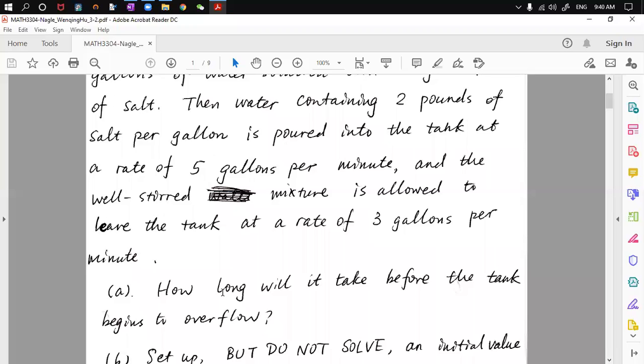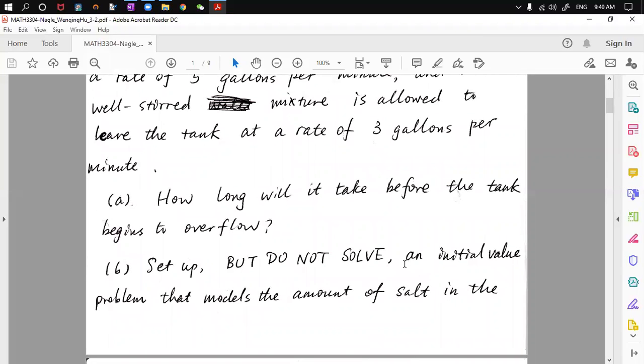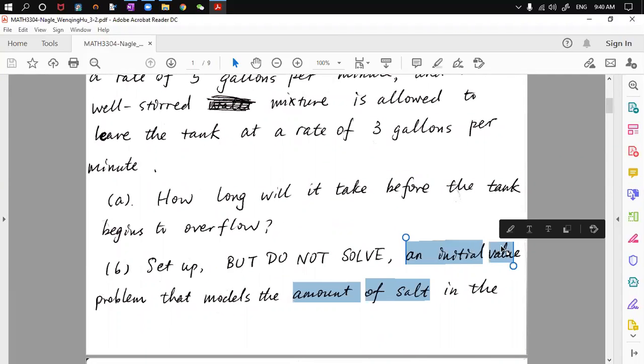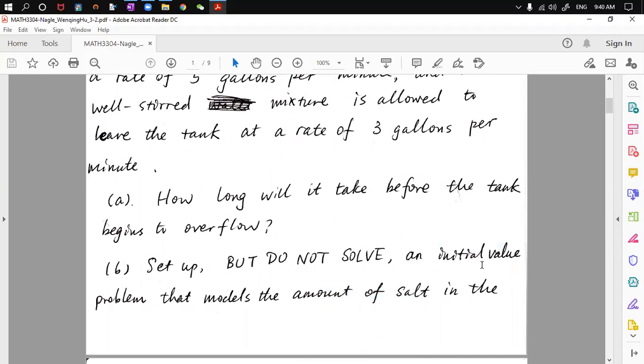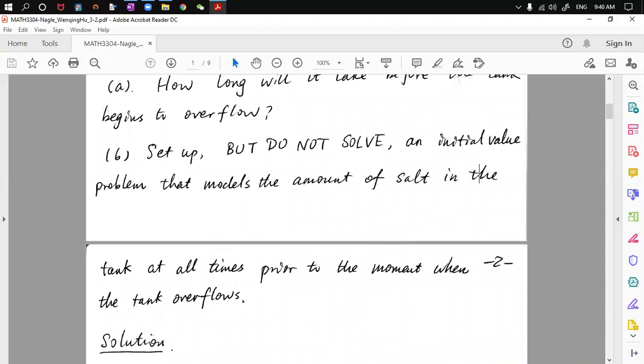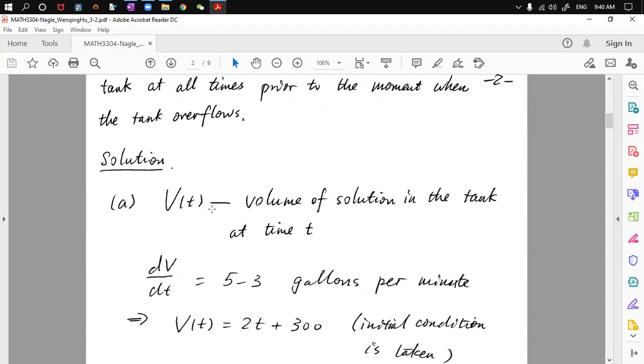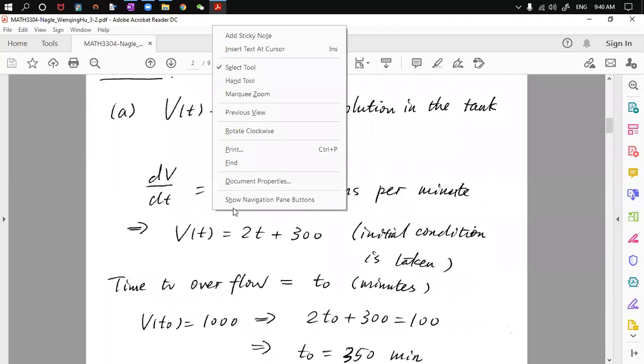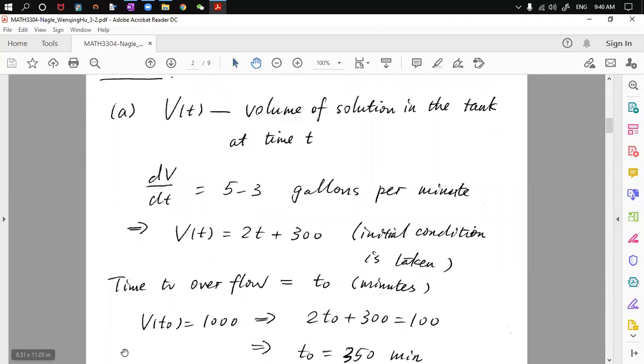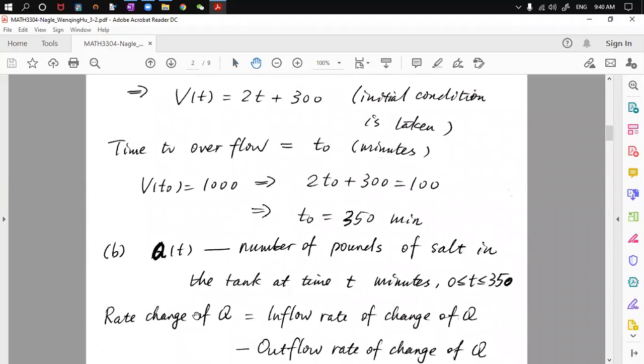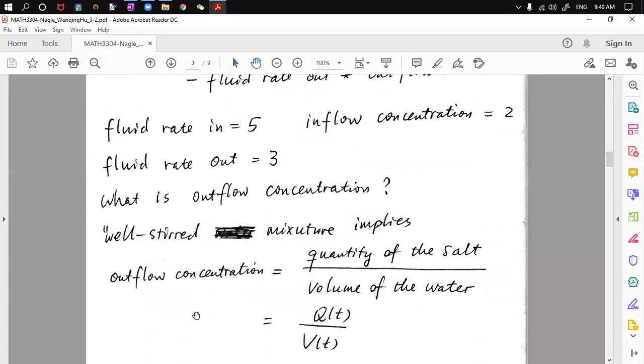Remember, the problem says that you have to set up not just a differential equation, you have to set up an initial value problem. So it has to be an initial value problem, right? So okay, that's the initial value problem that we really see.